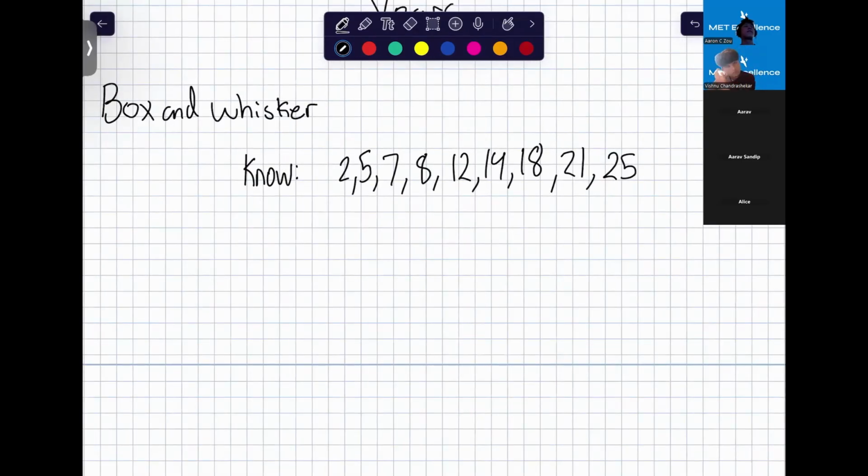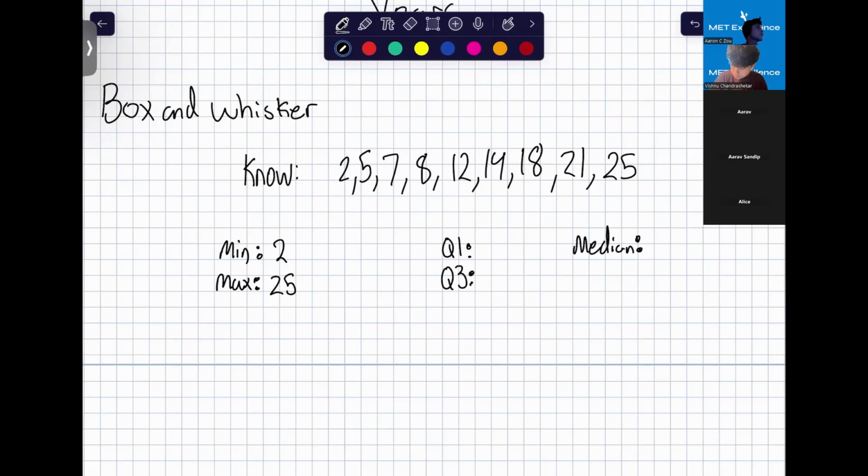All right. So you need to know the minimum, maximum, median, lower half, which is like the 25th percentile, also known as quartile 1, and then the upper half, quartile 3, like the 75th percentile. All right. So the minimum, as you look at the numbers, you should know that's just 2. Then the maximum is 25.